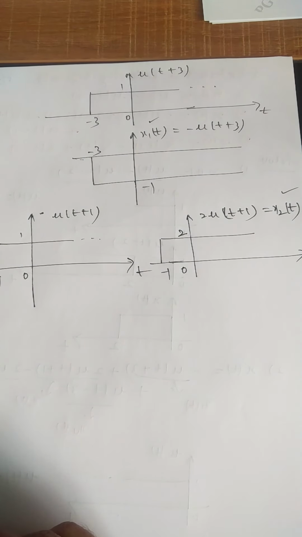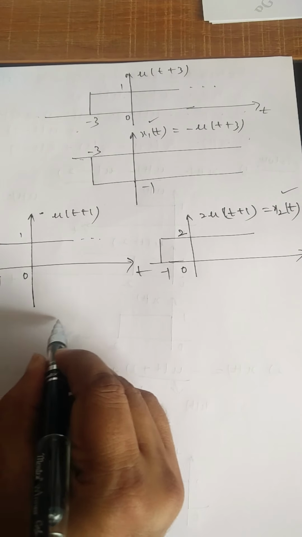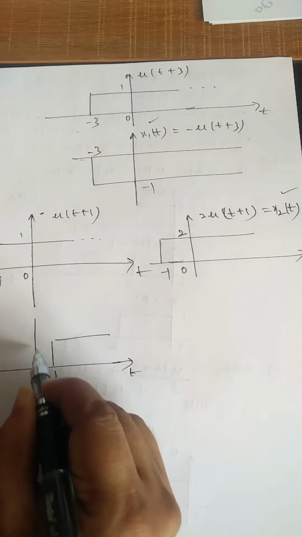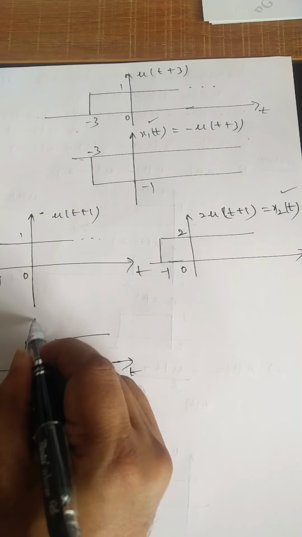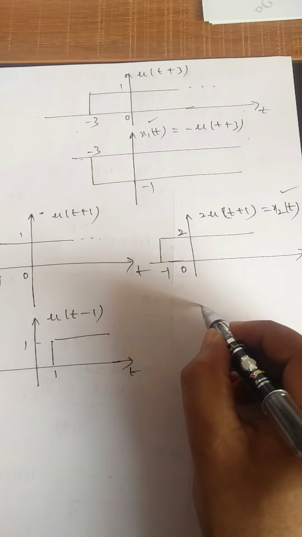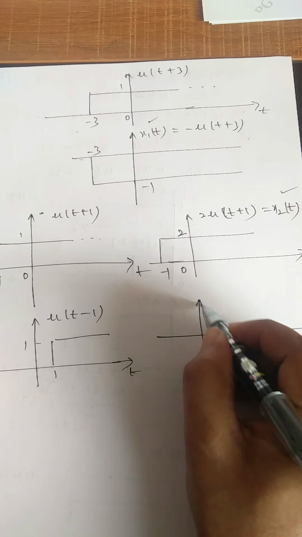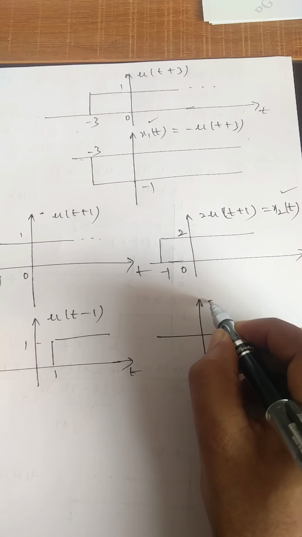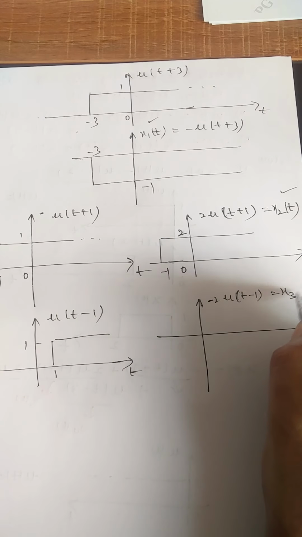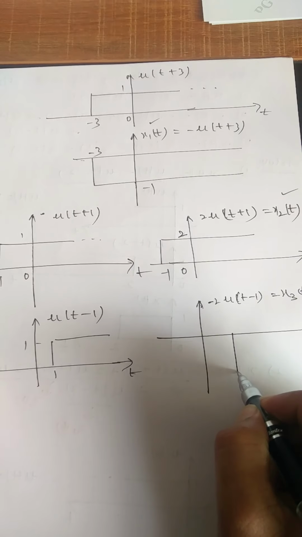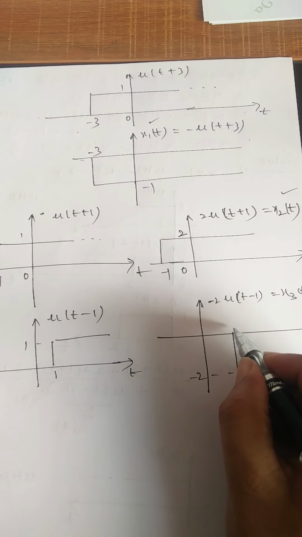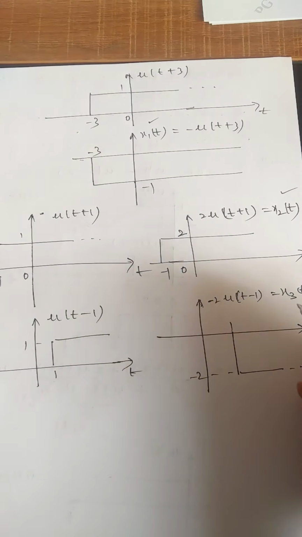Third one is minus 2 into u of t minus 1. u of t minus 1 is shift the signal to the right hand side by 1 unit. This is t, this is the 1, this is the u of t minus 1. Multiply this by minus 2, that is amplitude scaling. You'll get a signal like this. This is minus 2 into u of t minus 1, that is nothing but x3 of t. This is the minus 2. This value is plus 1. This is the t. This is the x3 of t.